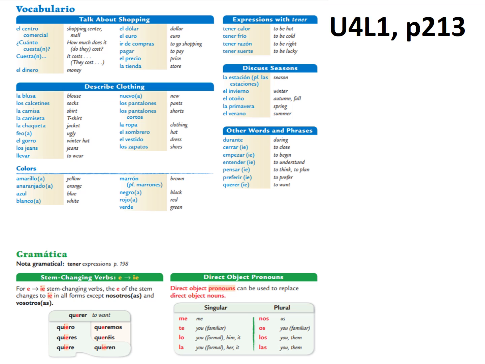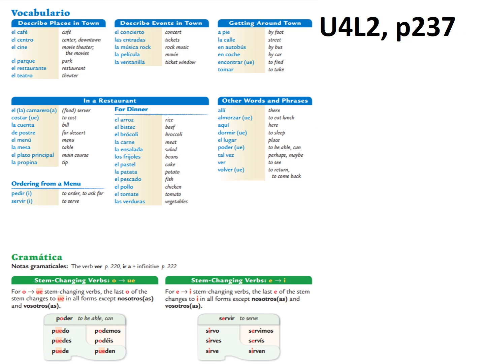Me is me. Te is you familiar. Lo is you formal, him or it. La is you formal, her or it. Plural direct object pronouns are nos is us. Os is you familiar, plural. Los can be you all, masculine or mixed, or them. Las can be you all, feminine only, or them, feminine.